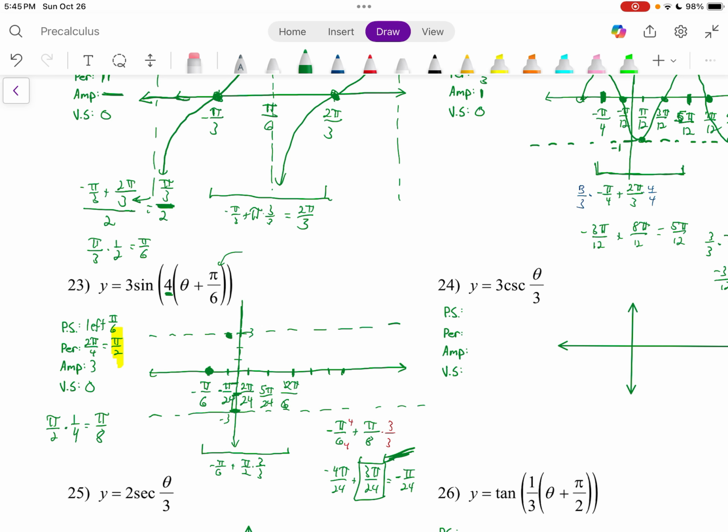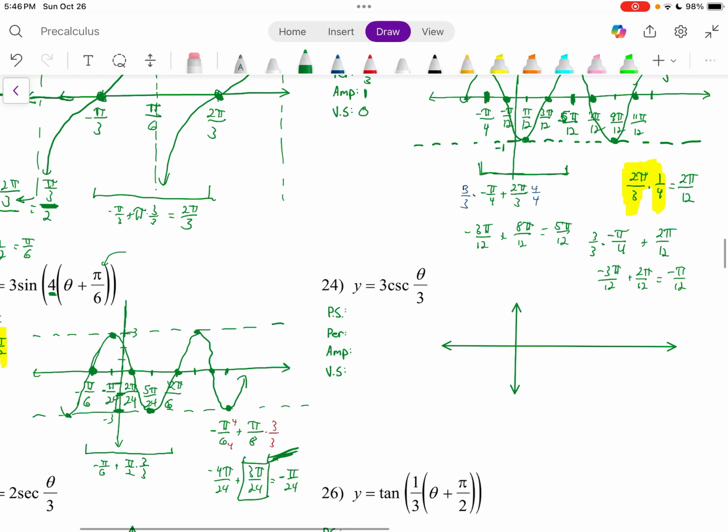That wasn't one of our special points. Down to 0, down to -3, back up to 0. And then that pattern continues, and then we can sketch our sine graph. Oh, sorry about that. All right, there it is.